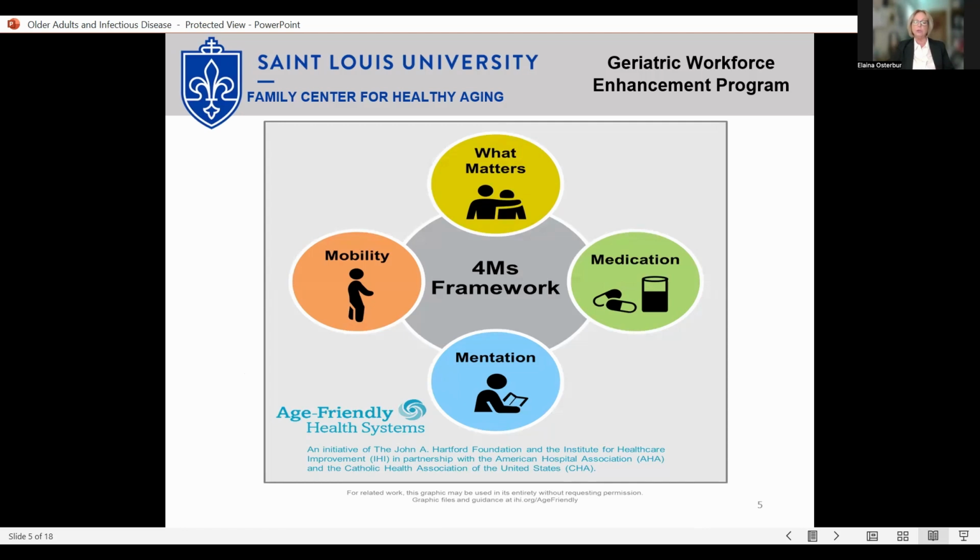The Forum's framework is a cornerstone of the Age-Friendly Health Systems Initiative, designed to ensure that care for older adults is safe, evidence-based, and centered on what matters most to them. The framework focuses on four essential elements, the four M's that we discussed in the previous slide, that should be consistently addressed in every healthcare interaction with older adults. The four M's work together as a set. Integrating these areas ensures comprehensive, person-centered care that promotes healthy aging and avoids age-related harms.